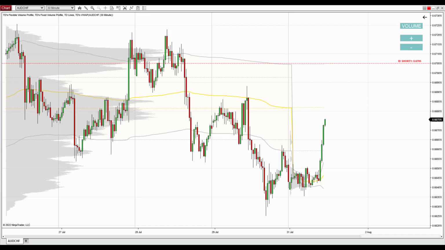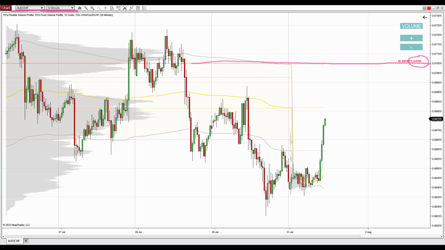Let's now check out the charts and the trading ideas. The first one is going to be on the Australian dollar Swiss franc. That's what you see before you, Australian dollar Swiss franc, 30-minute chart. And what I want to talk about is this resistance, which is at 0.6705.